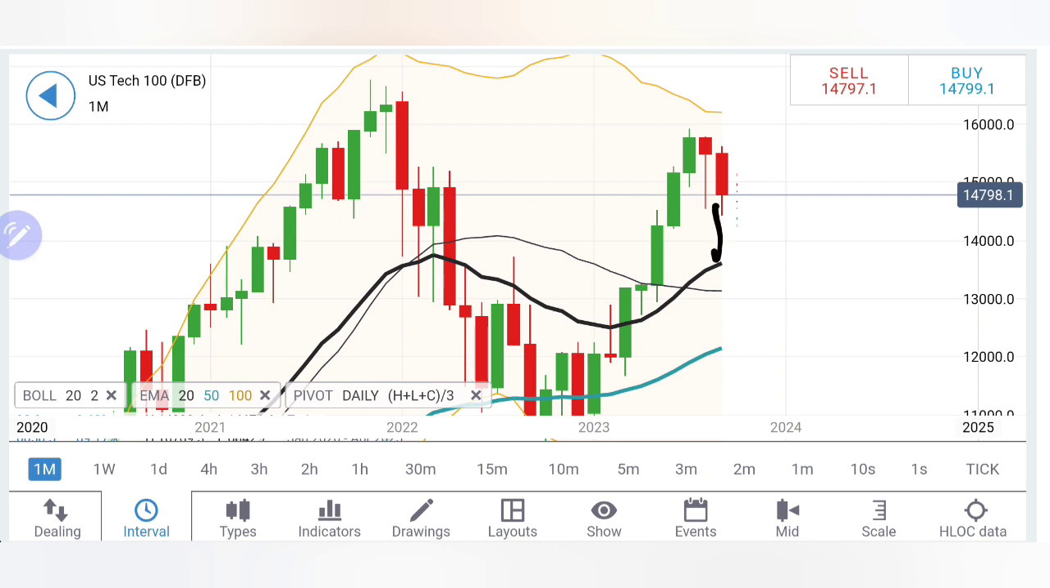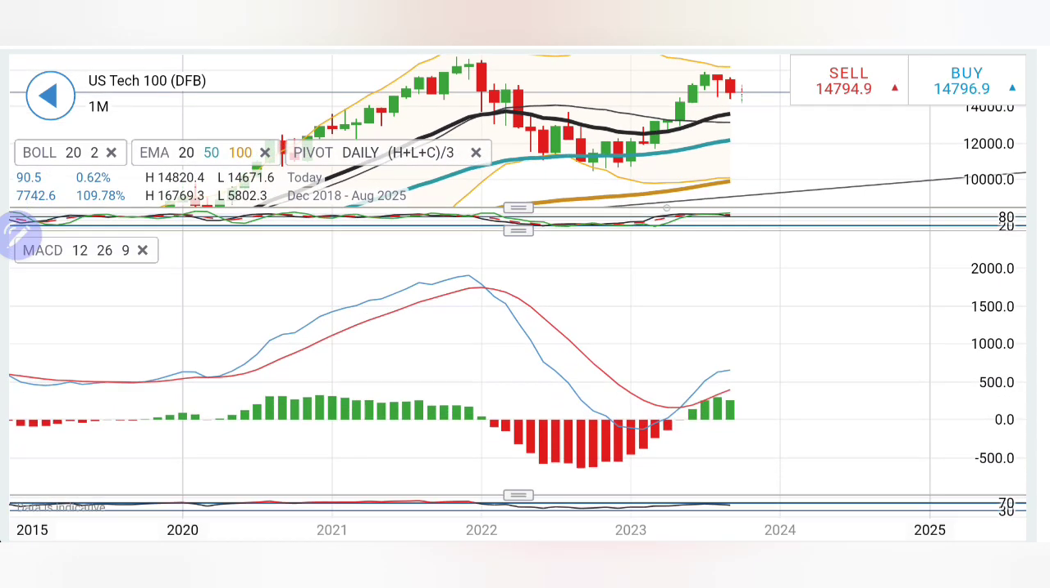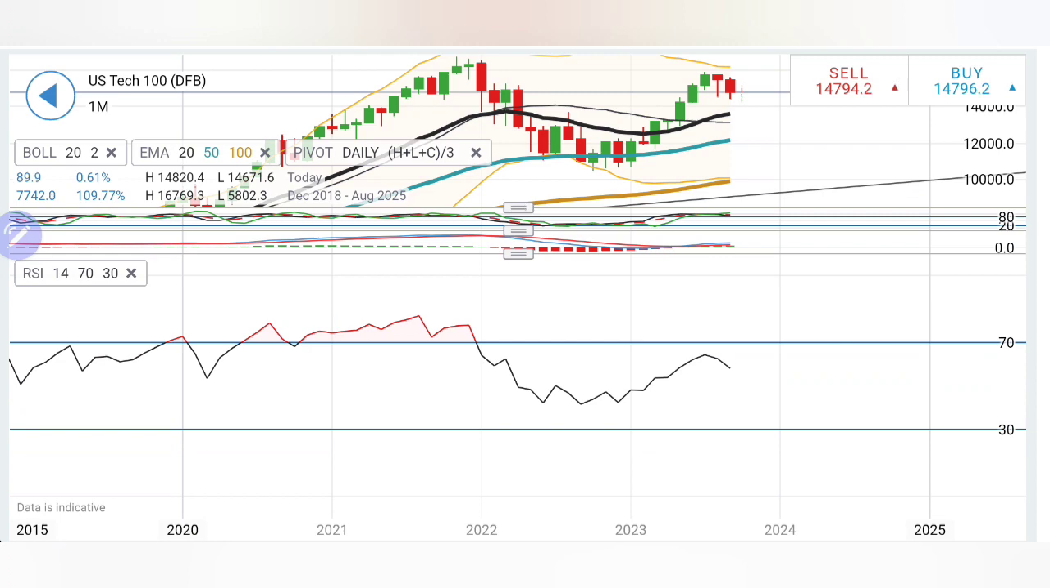Now, look at the monthly chart. The prices are too much divergent from the 20 period moving average. It has to converge towards these levels some point of time soon. Stochastic is overbought. MACD is in green trying to converge, RSI looking down.